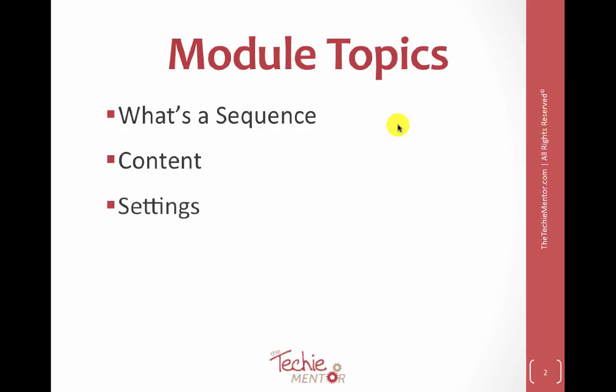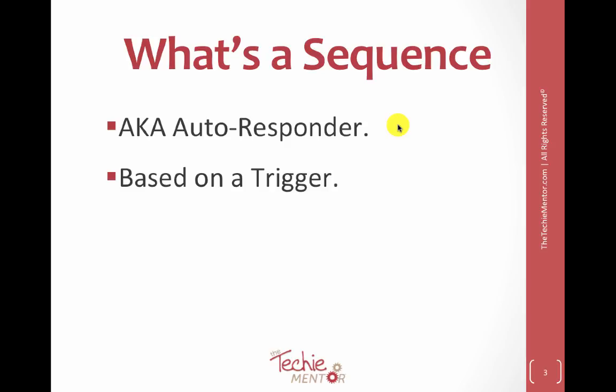So we're going to look at what a sequence is, how to set up the content, and then also look at the settings that go with sequences. You can have as many sequences as you want throughout ConvertKit. The major settings are going to be the duration of the time lapse between sending out a series of emails. So if you remember, a sequence in ConvertKit is also known as an autoresponder in other tools. And an autoresponder can be one to up to as many emails as you want in a sequence.